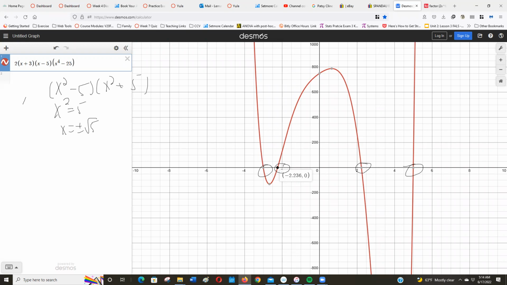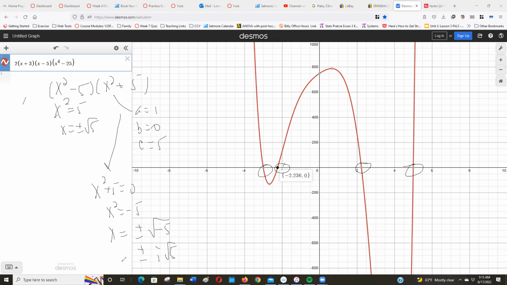Now, we could do a quadratic formula with this. We could say a equals 1, b equals 0, c equals 5, except it's a lot of work when we could just say x squared plus 5 equals 0, x squared equals negative 5, x equals plus or minus the square root of negative 5, or x equals plus or minus i square root of 5. So there's our other 2 answers.